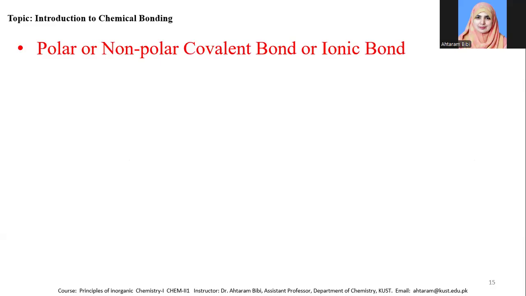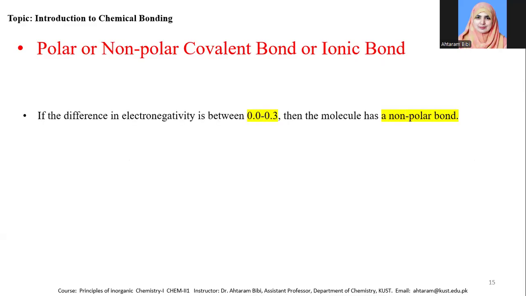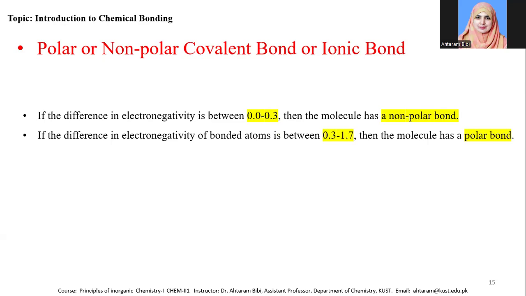So how can we decide whether a given bond is polar, non-polar, or ionic? It depends upon the electronegativity difference. If the difference in electronegativity is between 0 and 0.3, then the bond is considered non-polar. If the difference in electronegativity of the bonded atoms is between 0.3 and 1.7, then the bond is considered a polar covalent bond. But if the difference is 1.7 or more, then the bond is ionic.